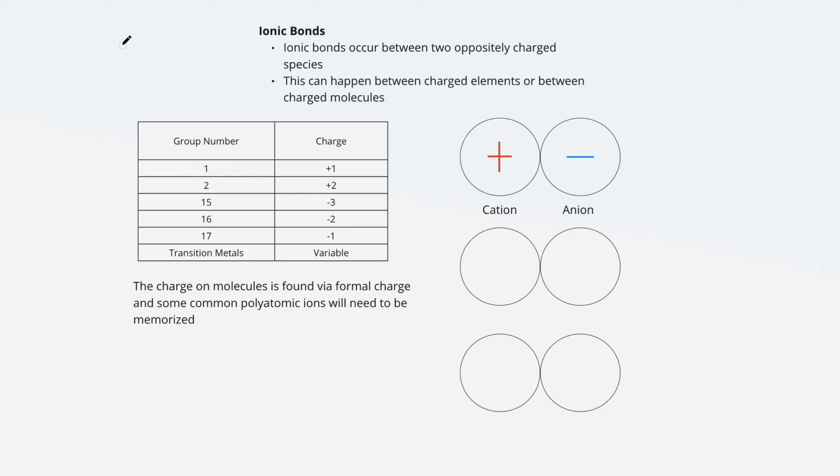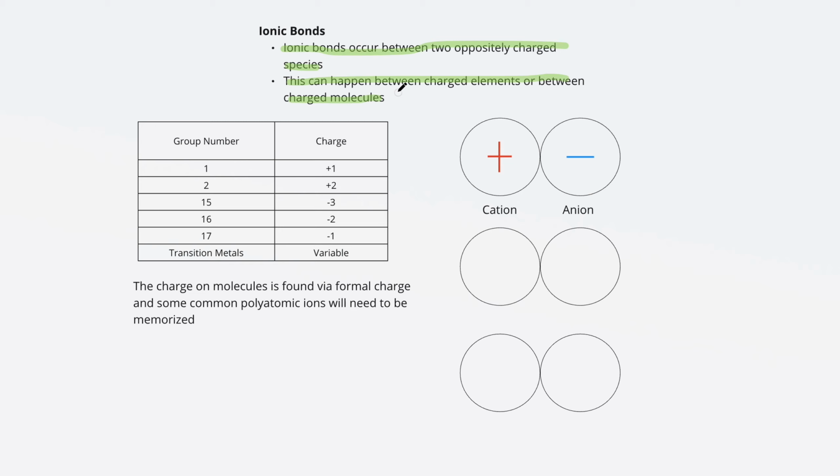An ionic compound is what forms anytime you have oppositely charged either elements or molecules, and so when those opposite charges get close together, they will stick together because the opposite charges have an attraction to each other. So we call that an ionic bond anytime two oppositely charged species, which again is just an element or a molecule, stick together, and that forms an ionic compound. And ionic compounds can form between charged elements or between charged molecules or some combination of those two.